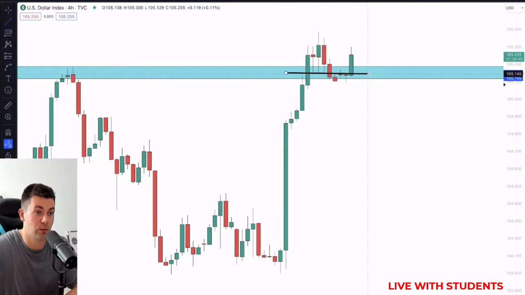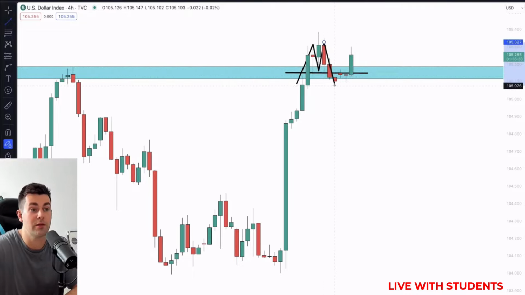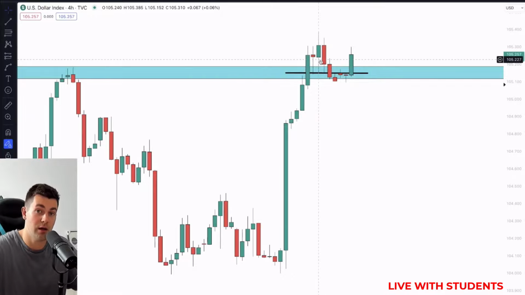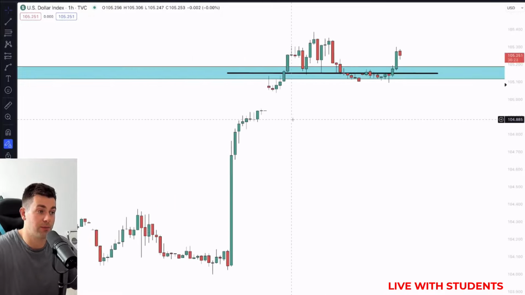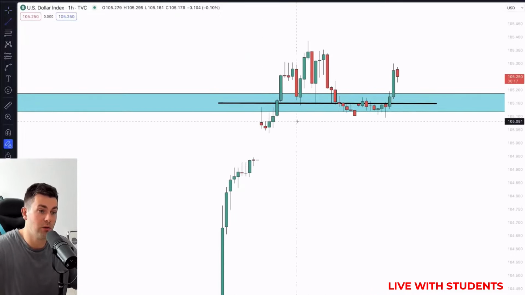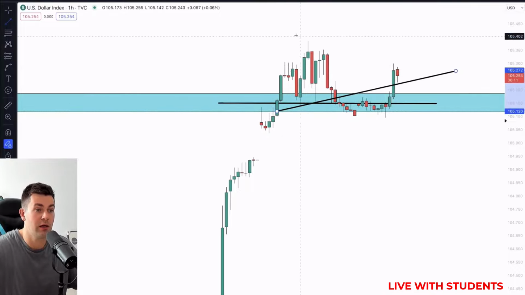Yes, you can see that we formed a double top. Here was the first top, here was the second top, and you can see that the market violated the neckline of the pattern, giving us quite an important bearish clue. So here we see our first bearish signal. Then if we open an hourly time frame, we can spot even more peculiar clues here. The first thing to note is that here on an hourly time frame, the index formed the triangle.